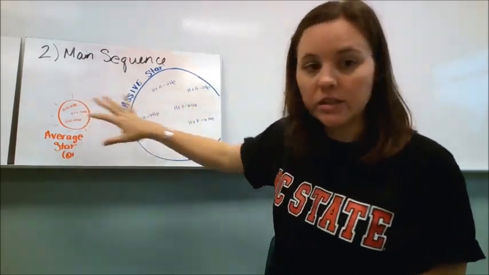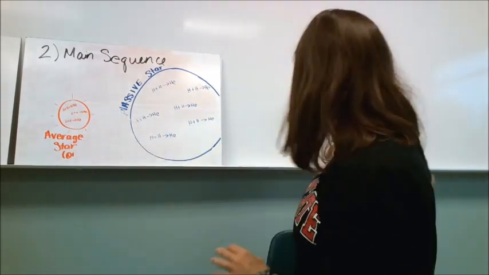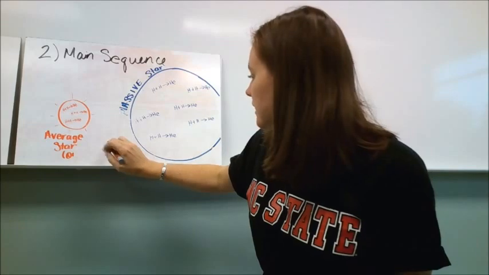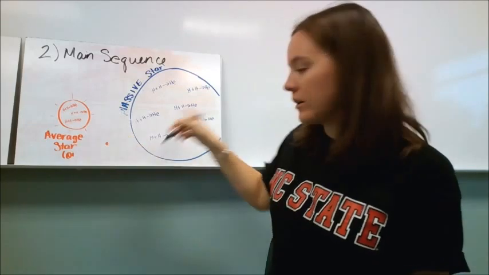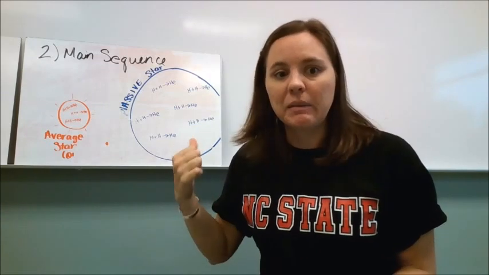This picture is not drawn to scale at all. If it was drawn to scale, our sun would probably be like this big compared to that massive star. So our sun is really tiny compared to massive stars.